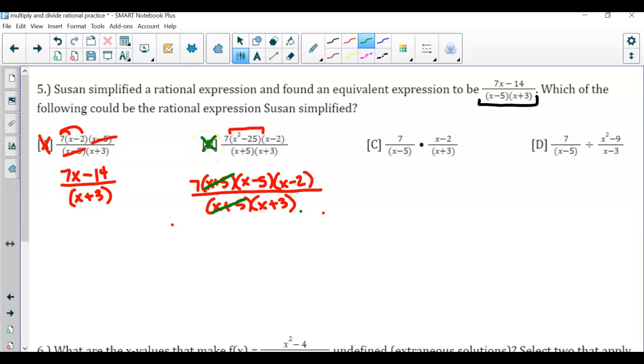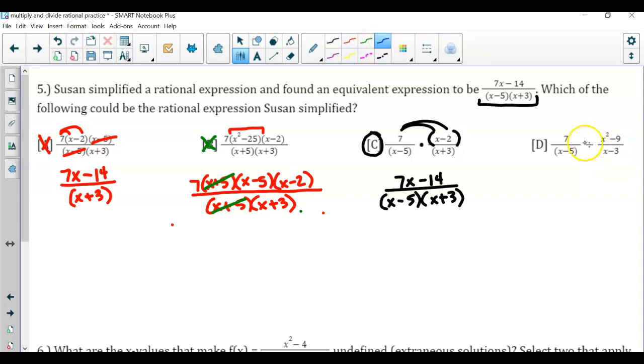Now let's go to C. Well, notice here we're multiplying. So that's just multiplying straight across. So here I've got just 7 times x minus 2. So that is, again, if I wanted to distribute, there is 7x minus 14 over multiplying. Can't factor those, so it stays as x minus 5 times x plus 3. Notice C matches. So just to show if anybody chose D, why D is not the answer.